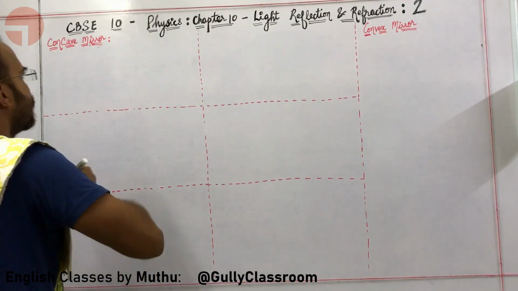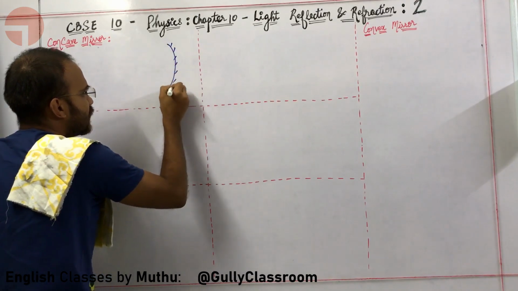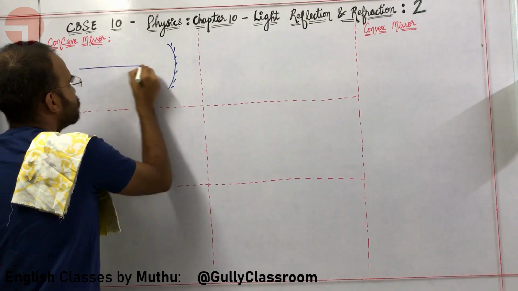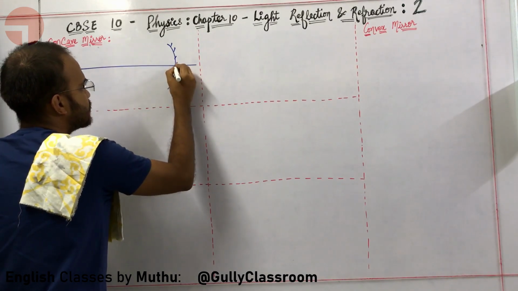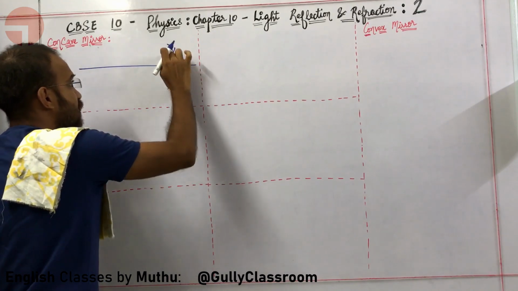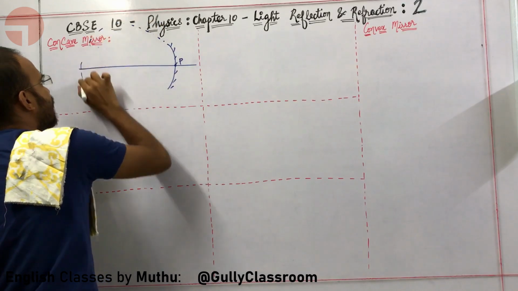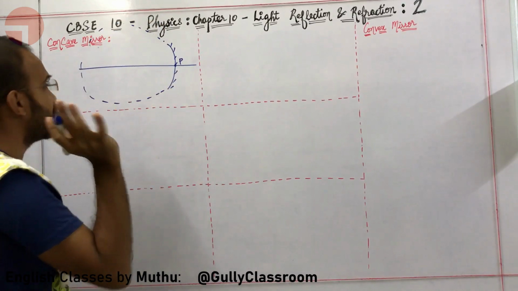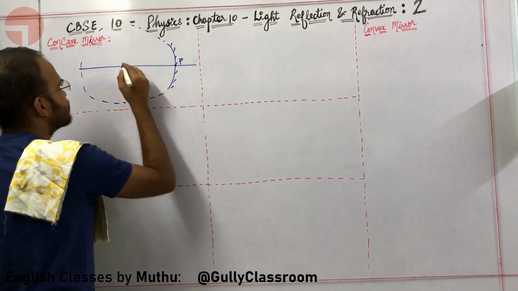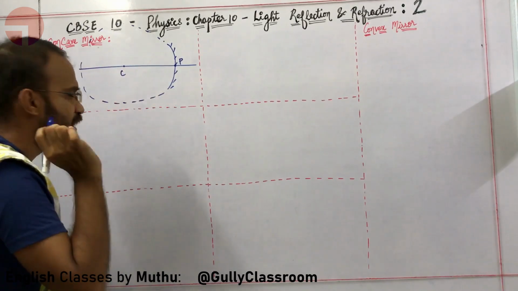Absolutely. Let me draw a concave mirror. In a concave mirror, the polished surface is curved inwards. Let me draw the principal axis. The center of the mirror is called the pole. This curved concave mirror is a part of a very large sphere. The center of the sphere is called the center of curvature.